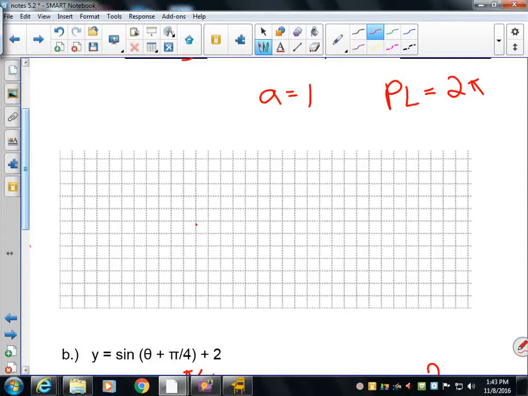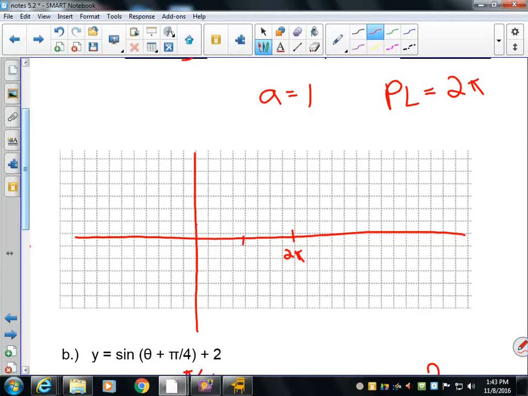So right away, and lots of times this is what I do, I start and I go 1, 2, 3, 4, 5, 6, 7, 8. Is that 8? That gives me 2 pi. That gives me pi. That gives me pi halves. And this will give me 3 pi halves.